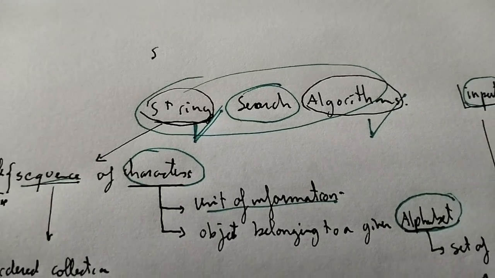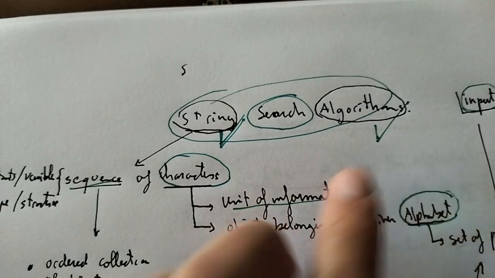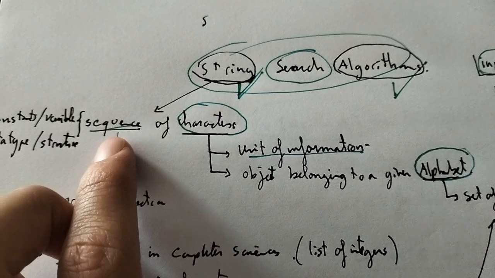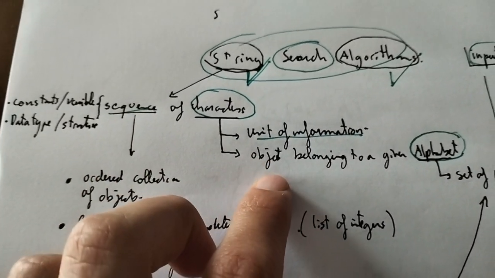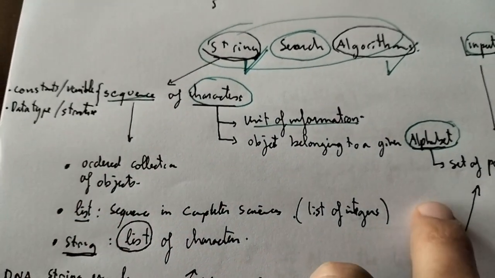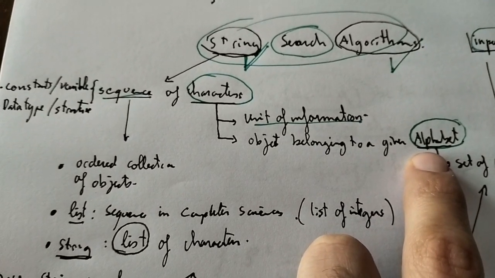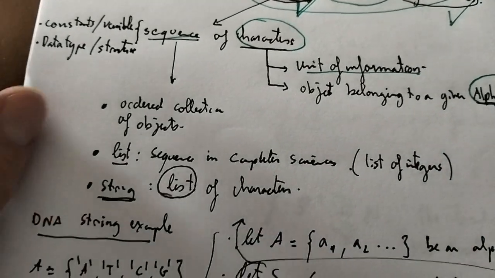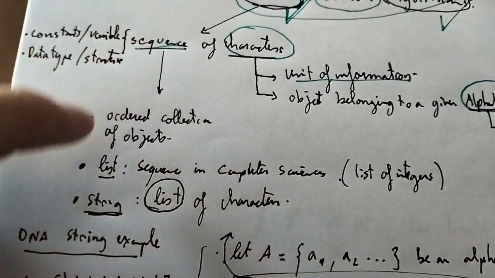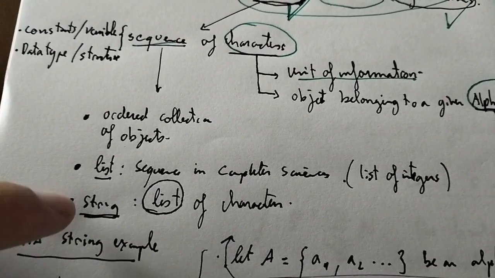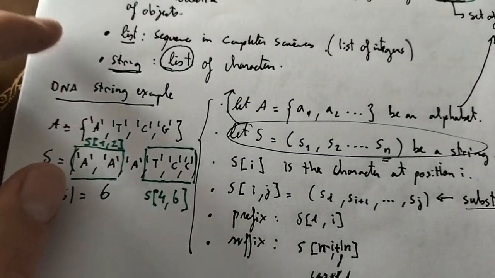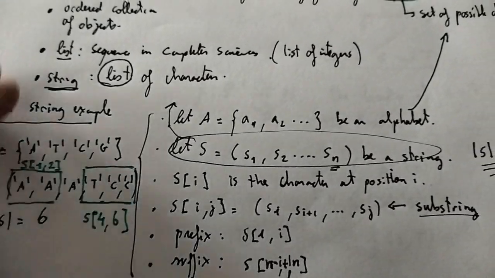In this lecture, we have been studying string search algorithms, introducing the terms. We have defined what is a string, we have defined it as a sequence of characters, we defined what a character is, mainly through the alphabet, the set of all possible characters that may exist. We have also defined what is a sequence, what is a list, and what is a string finally. We have also provided these formal notations and an example for the DNA string.